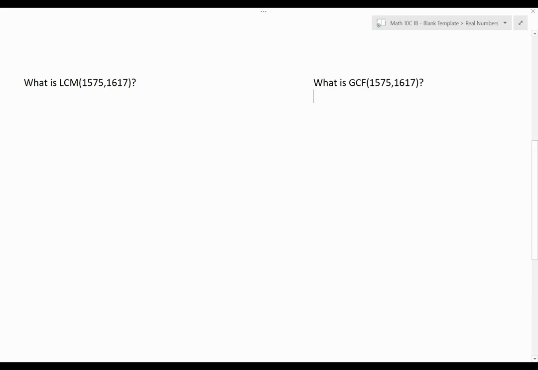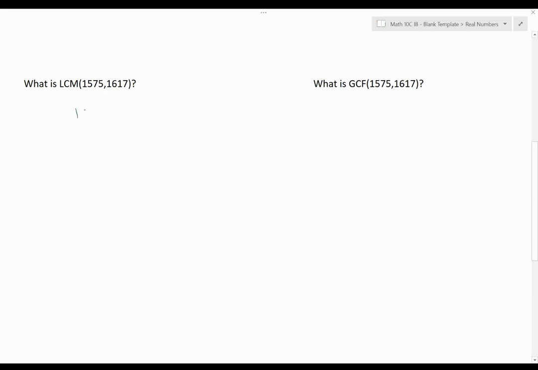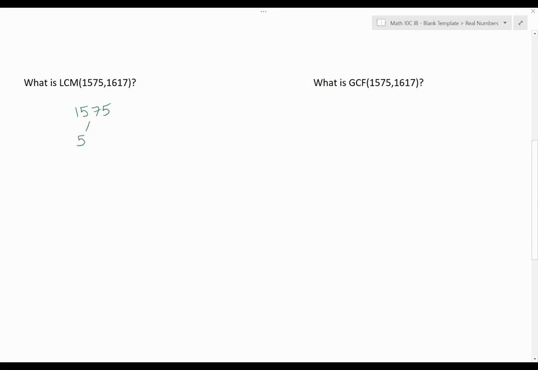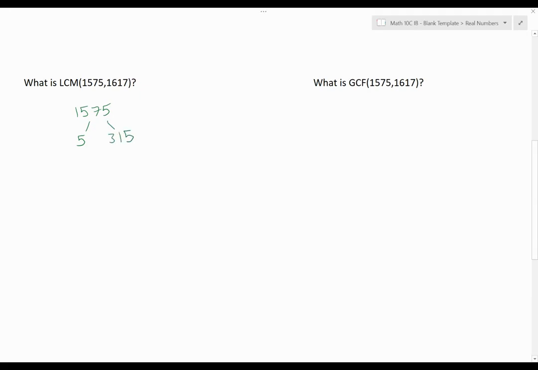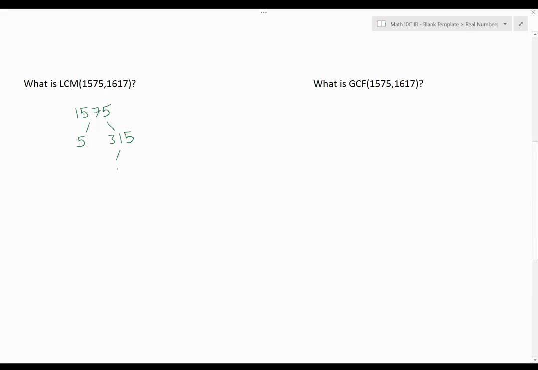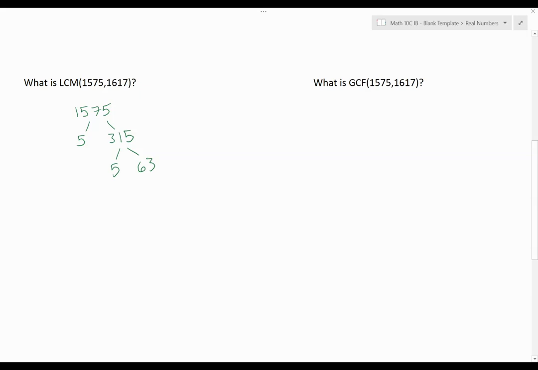And I'm going to do the two prime factorizations in two different ways. So I'll start with 1575, for which I'm going to use a factor tree. So 1575 I can see is divisible by 5 right off the bat, so I'm going to start there. 15 divided by 5 is 3, 75 divided by 5 is 15, so now I'm left with 315. Still divisible by 5, so I'm going to keep doing that. 63 is what I get when I divide 315 by 5. No longer divisible by 5, but now I can see it is divisible by 3.